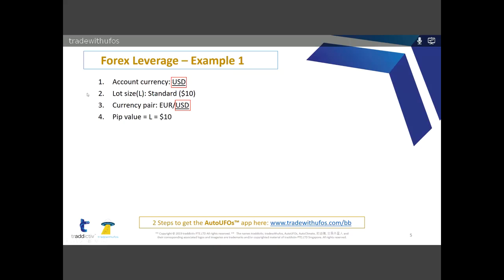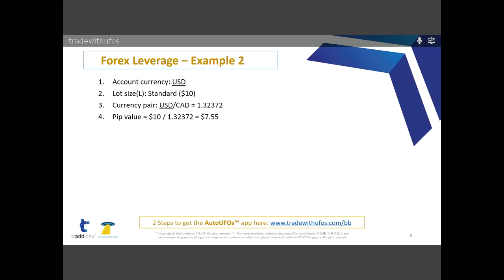So this is kind of the standard when we're calculating pip values, okay? We want to match our account currency to the currency pair that we're wanting to trade. In this case, our quote currency is the same, a US dollar. And then we multiply by the size of our standard lot, okay? So it's $10 per pip in this case. Let's go through another example where we tweak it a little bit, okay?